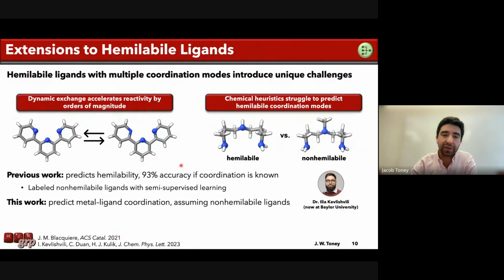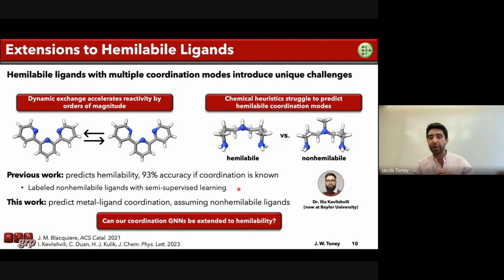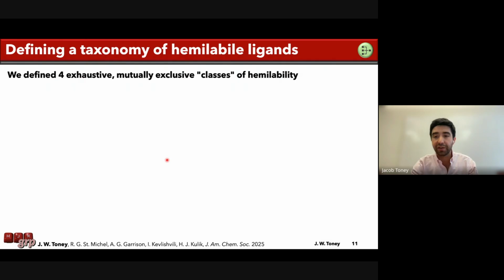However, in our work, which we showed recently, we can confidently predict the coordination, so we need no information about it, but we assume implicitly that all ligands are not hemilabile. So the natural question is, can we marry these two approaches, and can we take the GNNs I showed you previously and extend them to the case of hemilability? And before I show you the initial results on that, I'll show you just what we define by hemilabile.